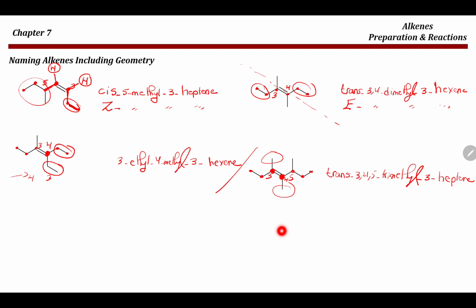If you want to use the EZ system, you can also use it. So the highest priority group at this carbon here is actually this one, because it's bigger than the methyl. And the highest priority group at this carbon here is this whole thing, because it's bigger again than the methyl. Those groups are at opposite sides. So if you draw this line which passes through the double bond, those highest priority groups will be at opposite sides. So this is E 3,4,5 trimethyl 3-heptene. And this is how we name including geometry, cis trans, or EZ.